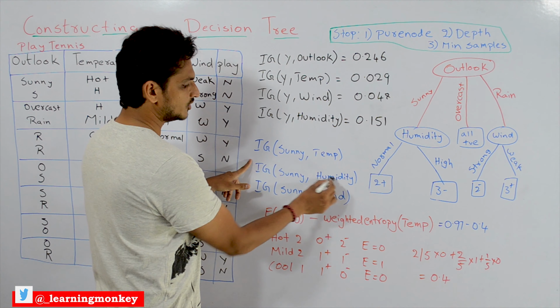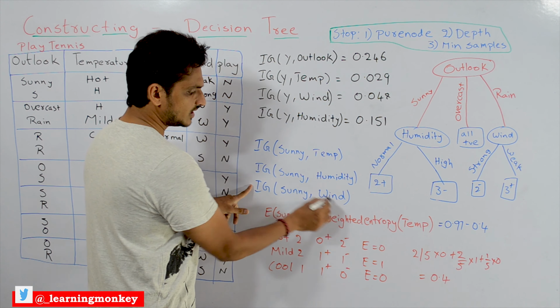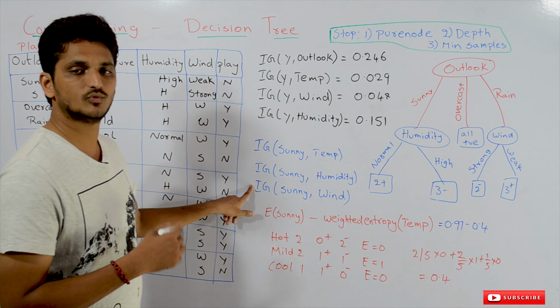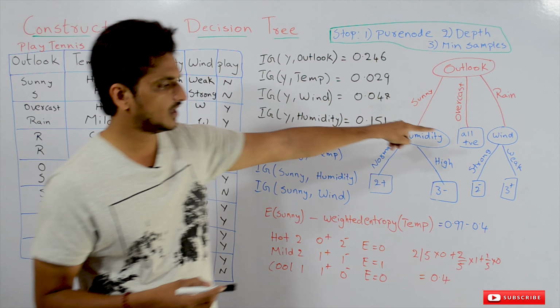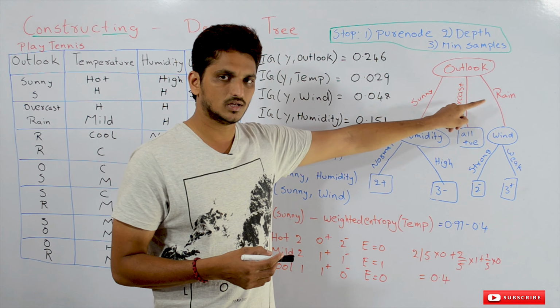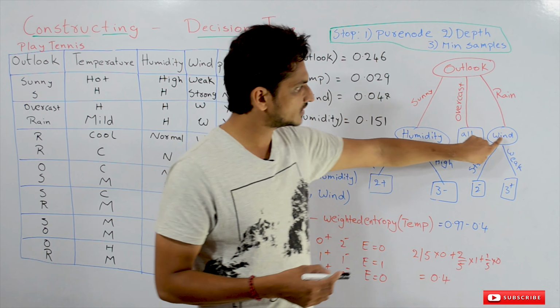Calculate information gain for rain, temperature, information gain for rain, humidity, and information gain for rain, wind. Like that we have to calculate information gain. Rain and wind got the highest information gain value. So we use wind for splitting.